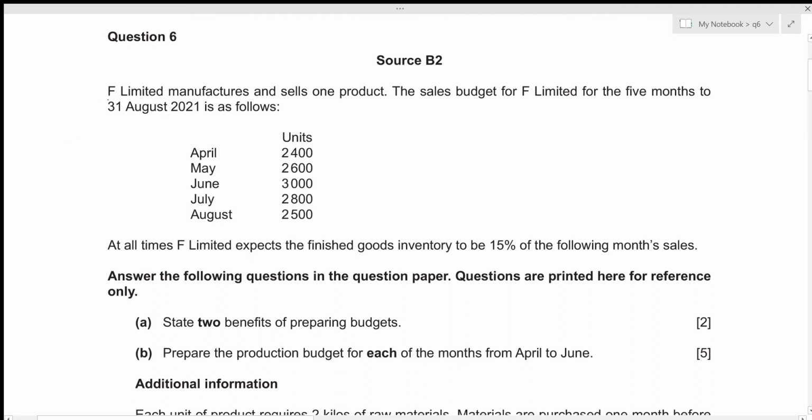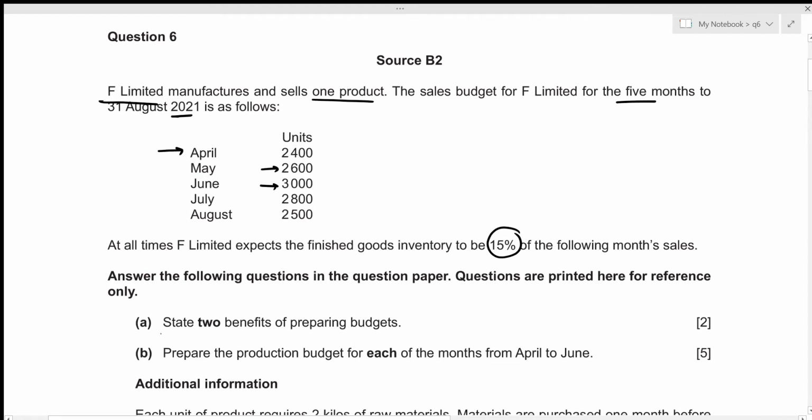F Limited manufactures and sells one product. The sales budget for F Limited for the 5 months to 31st August 2021 is as follows. We're also told that at all times F Limited expects the finished goods inventory to be 15% of the following month's sales. What this means is that for April, our closing inventory is just going to be 15% of the sales made in May. And similarly for May, the closing inventory will be 15% of the sales made in June.